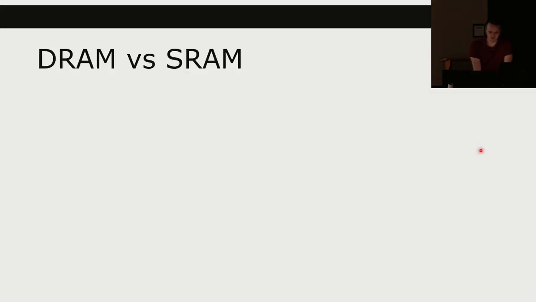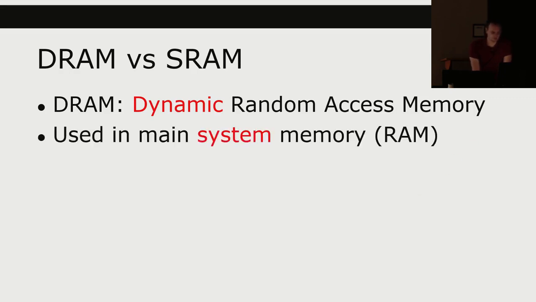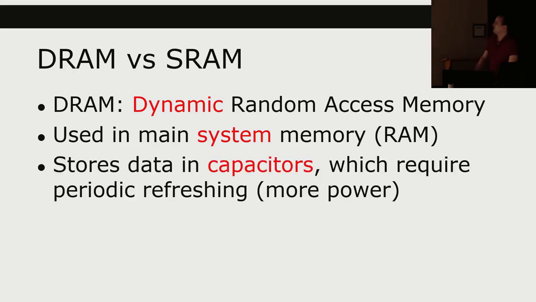So what is this? Well, DRAM is called dynamic random access memory. It's used in your main system memory, so when you install a RAM chip, that is DRAM. Or if you have an Apple computer, you don't install anything and you can't take out anything, right? It's there. But your main system memory is usually DRAM. And the main difference between DRAM and SRAM is how it uses electricity to actually store information.